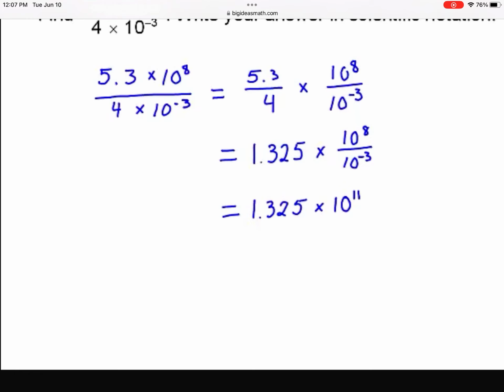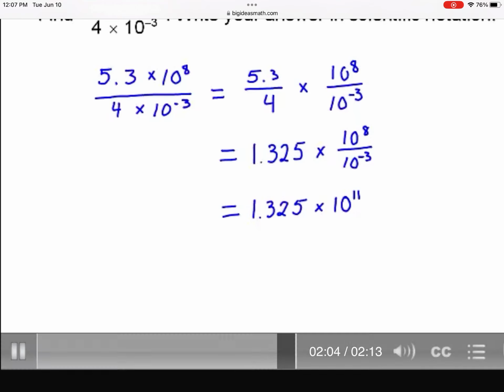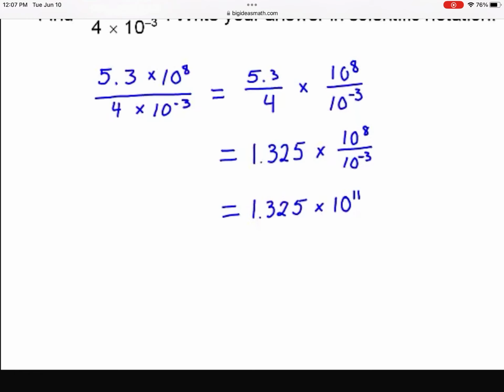This answer is in scientific notation, so we do not need to perform any more steps. This means that 5 and 3/10 times 10 to the 8th divided by 4 times 10 to the negative 3rd is 1 and 325 thousandths times 10 to the 11th.